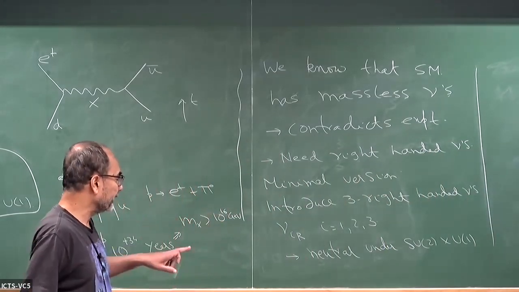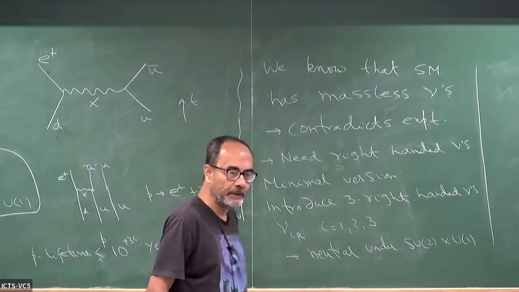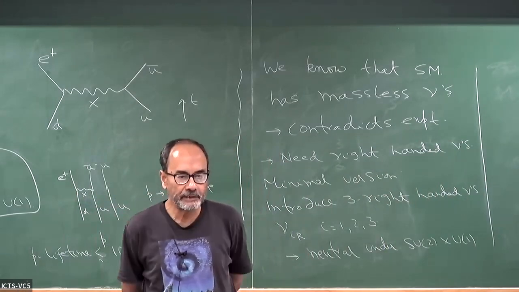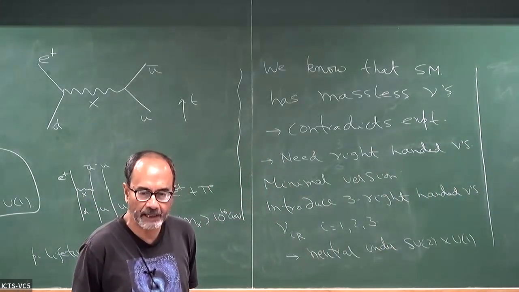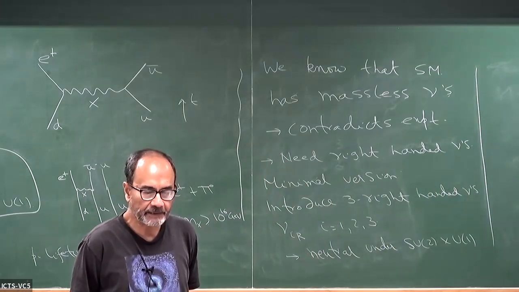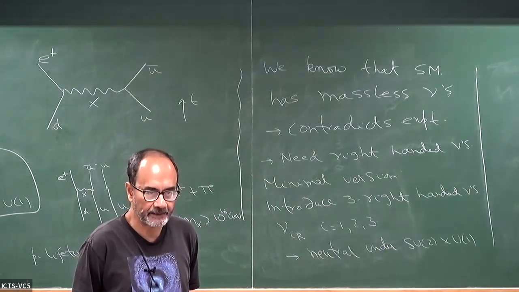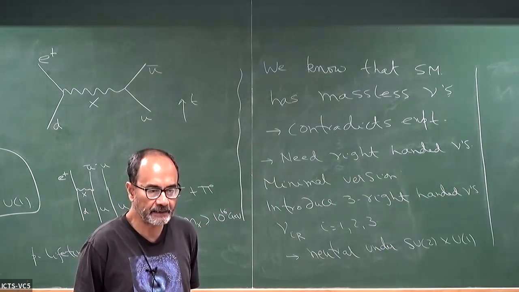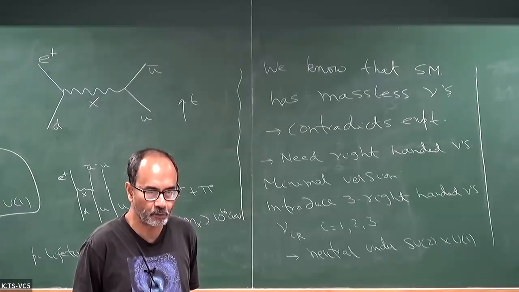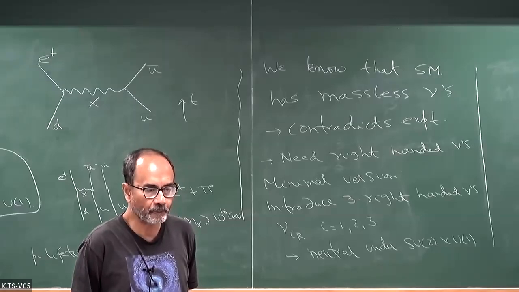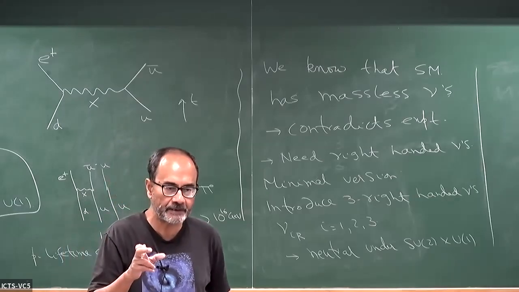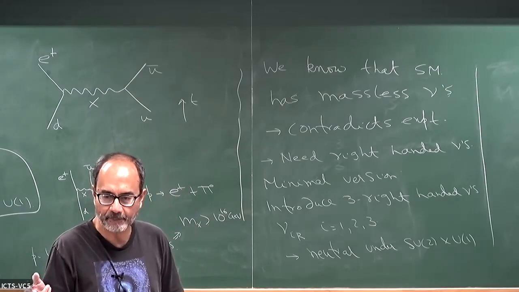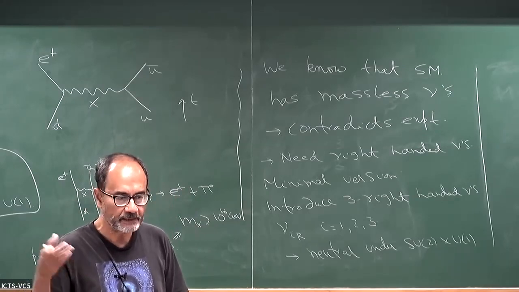So the point is that if they are taken to be neutral, we cannot directly combine them with the left-handed neutrinos, right? Because the left-handed neutrinos are part of a doublet. They transform as the spin-half representation of SU(2). You cannot just have a quadratic term, one of which is in a spin-half representation, and the other one is in the spin-zero representation of SU(2). So that's not possible.